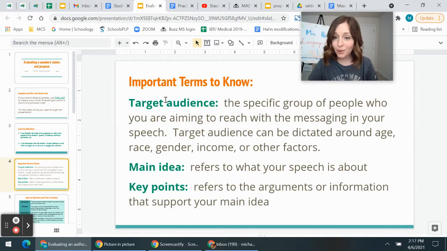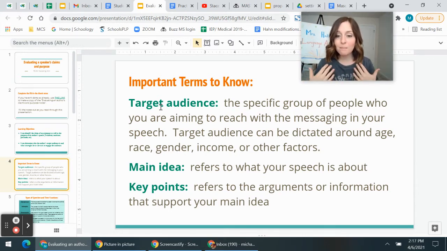Okay, here are some important terms that we need to know before we watch our speech. So first, the term target audience. This is the specific group of people who you are aiming to reach with your messaging in your speech. So the target audience can be dictated around age, race, gender, income, or other factors. So for example, my target audience is 7th grade students right now. And I want them to be informed. I want them to be interested. So I'm going to try and target that group of people.